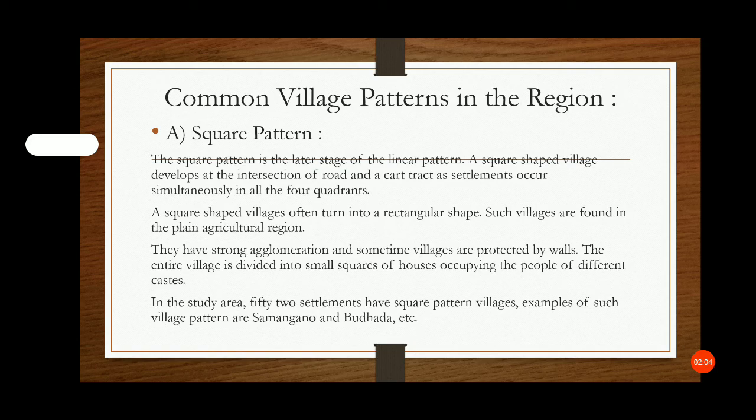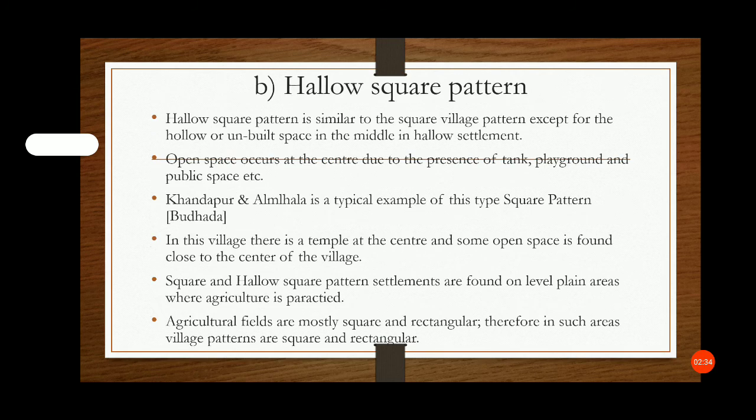In the study area, 52 settlements. In different regions, there are different settlements in a square village pattern. Examples of this village pattern are Shamgaon or Buddha.